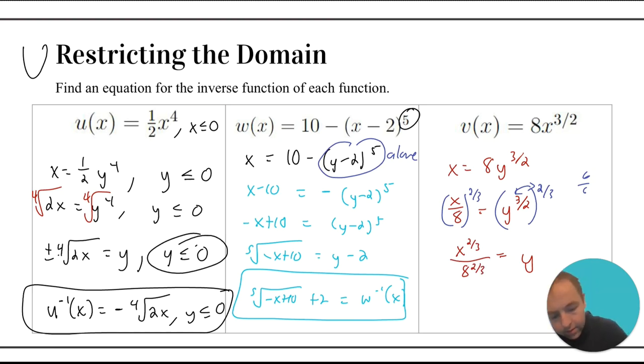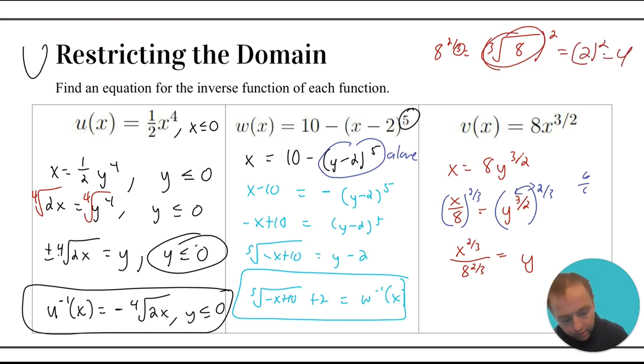But since 8 to the 2/3 is equivalent to the cube root of, because the 3 is the bottom number of that exponent, and 8 and then squared, where we know the cube root of 8 is 2 and 2 squared is 4, we could just say, oh, it's just x to the 2/3 over 4 equals the inverse of x, right?